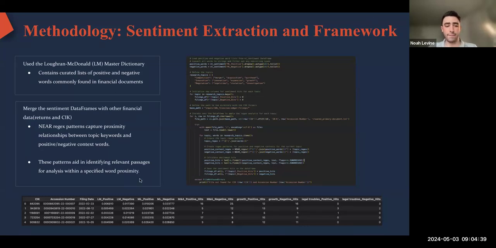We have LM positive, we have the ML negative. These are the Loughran-McDonald positive and negative counts for that specific CIK and filing date. And then we have at the right M&A. These are all just renamed to make it a little more readable. So we have M&A, growth, and legal troubles. So you can see the count of positive and negative words around those subjects as well.